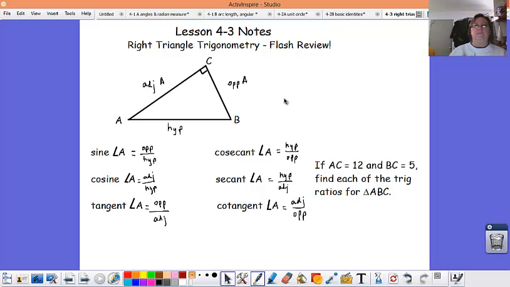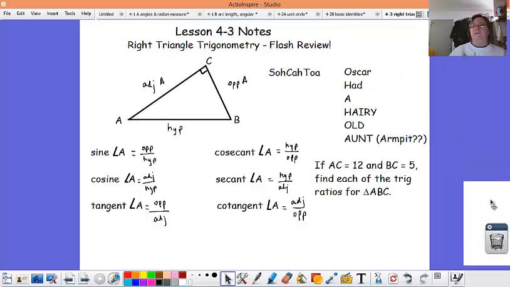I'm sure that many of you learned those trig ratios by following the mnemonic SOHCAHTOA. Sine, opposite hypotenuse; cosine, adjacent hypotenuse; tangent, opposite adjacent. Other teachers use this acronym. Oscar had a hairy old aunt. The sine is O and H. The cosine is A and H. The tangent is O and A. I always thought Oscar had a hairy old armpit would make more sense, but anyway.